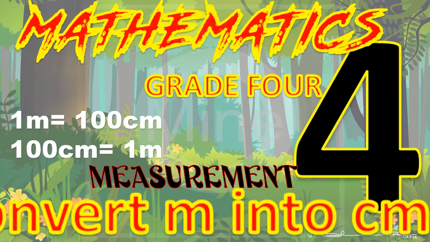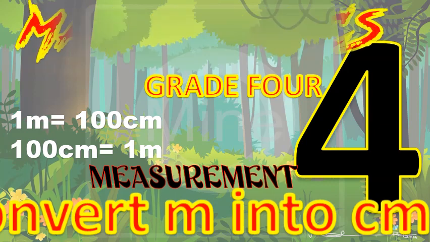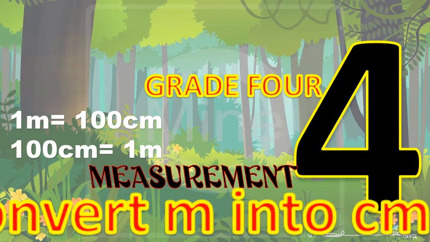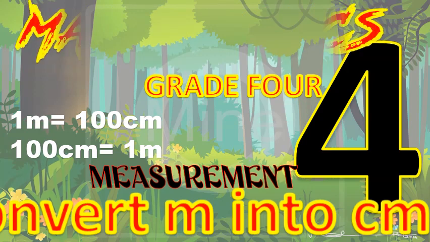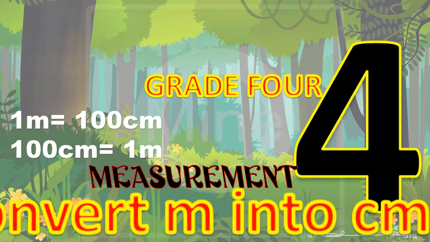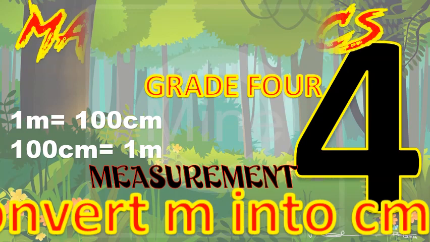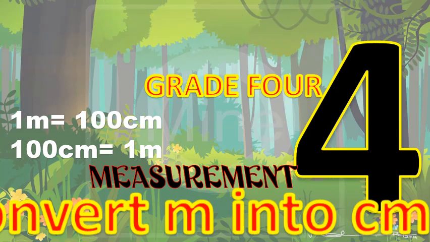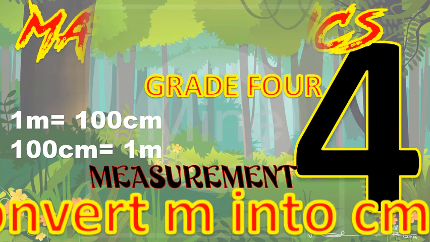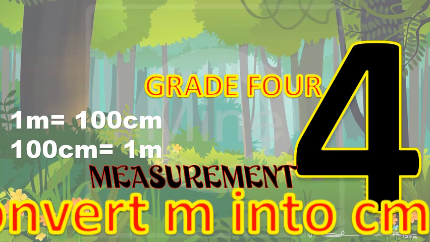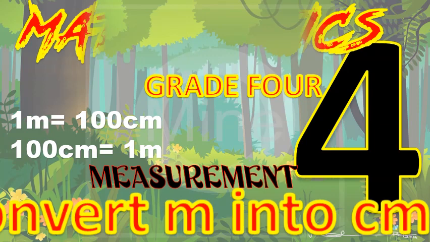I hope so. To convert 4 meters and 50 centimeters, you will need to convert 4 meters to centimeters. That is, 4 multiplied by 100 to get 400 centimeters. Then I take 400 centimeters and add 50 centimeters to get 450 centimeters. The answer is 450 centimeters.